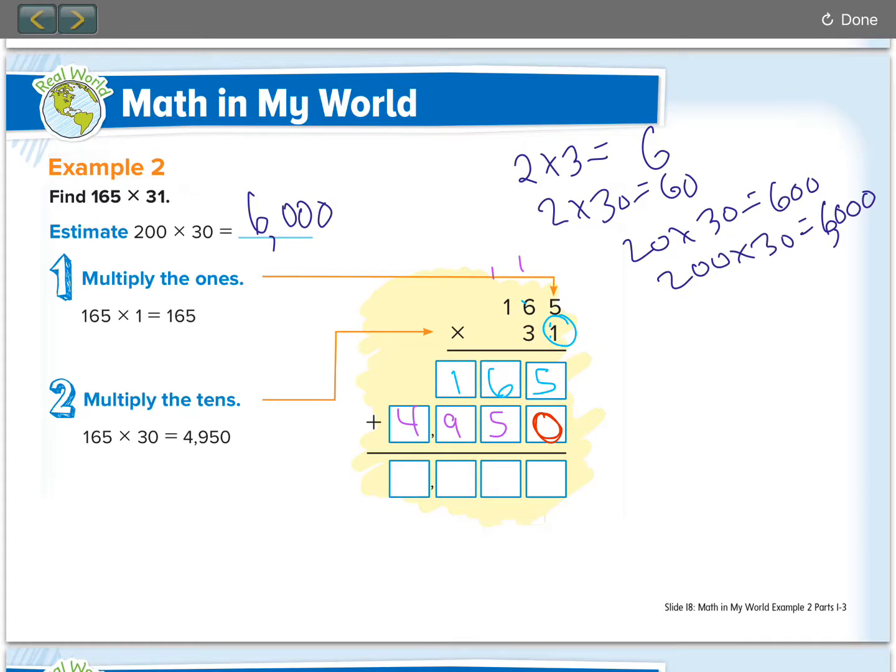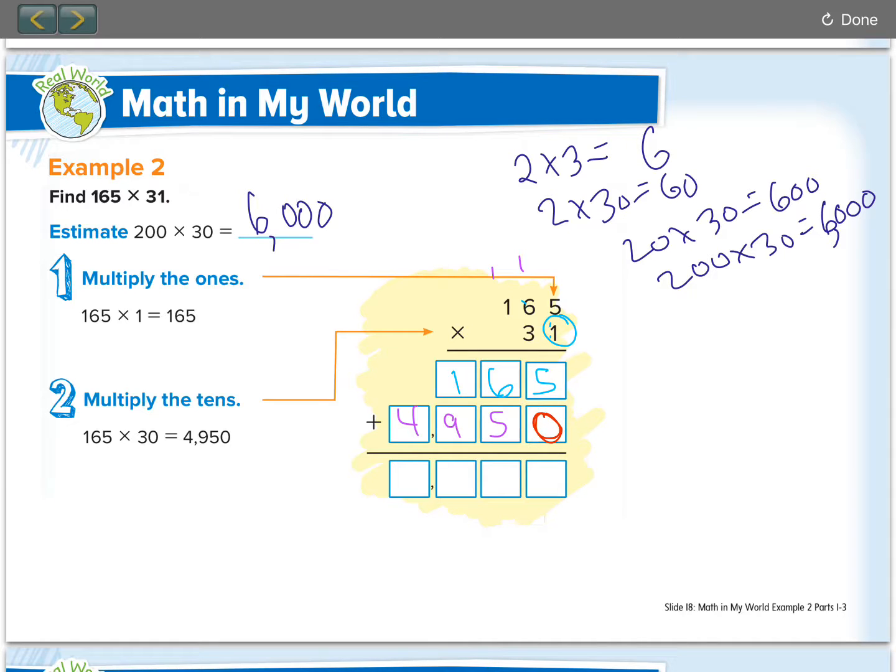Okay, first I'm going to estimate. 165 is close to 200 and 31 is close to 30. So 200 times 30 is 6,000. I know that because the basic fact is 2 times 3, which equals 6. I then follow my pattern until I get to 200 times 30, and I get 6,000.